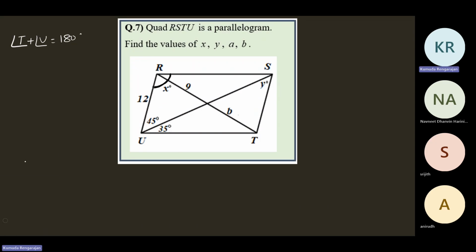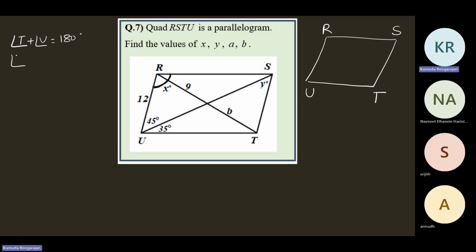We start here. I was asking you to mention all the pairs of adjacent angles in this parallelogram. I have started it for you. Angle T plus angle U is equal to 180. Let me draw the parallelogram without the diagonals so that it's easy for you to say. So the first one is angle T plus angle U is equal to 180.